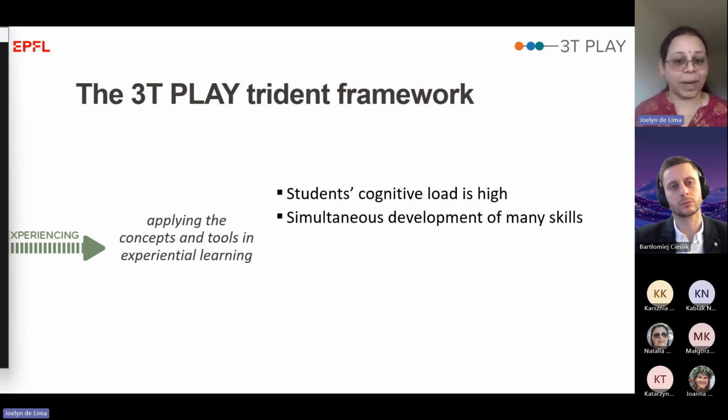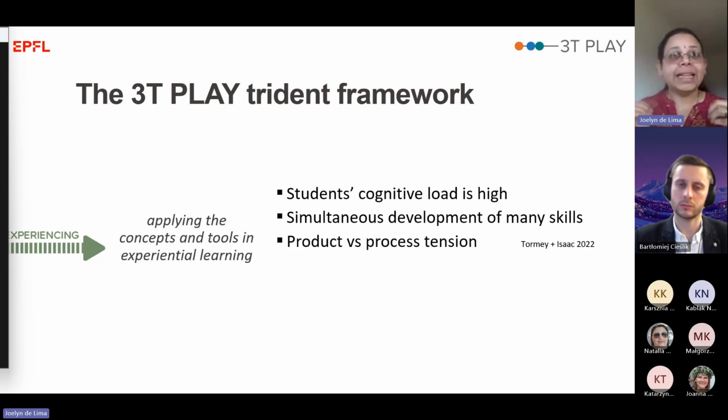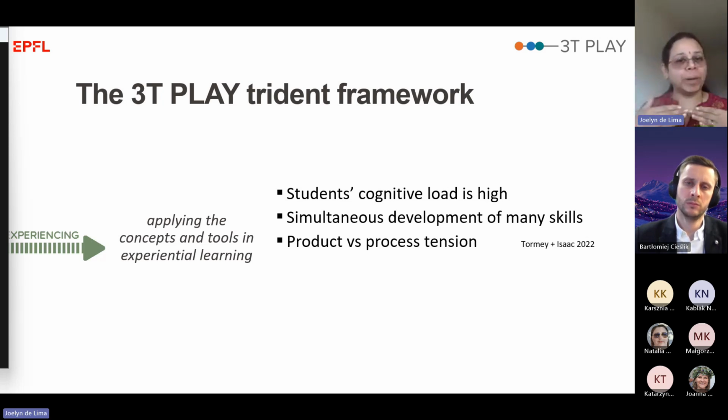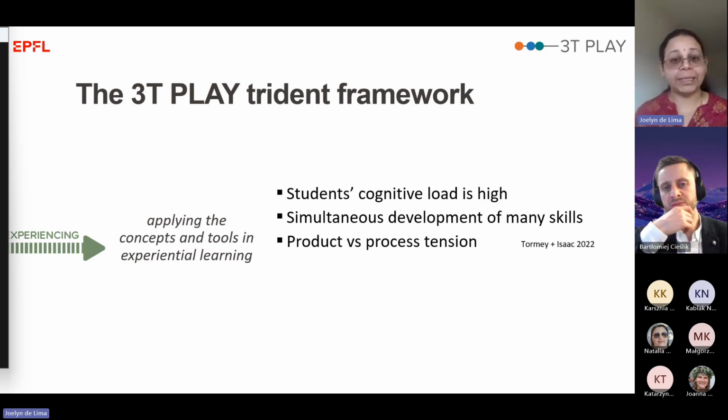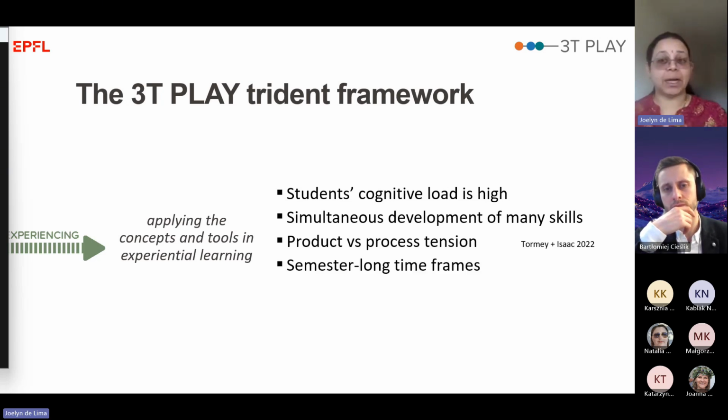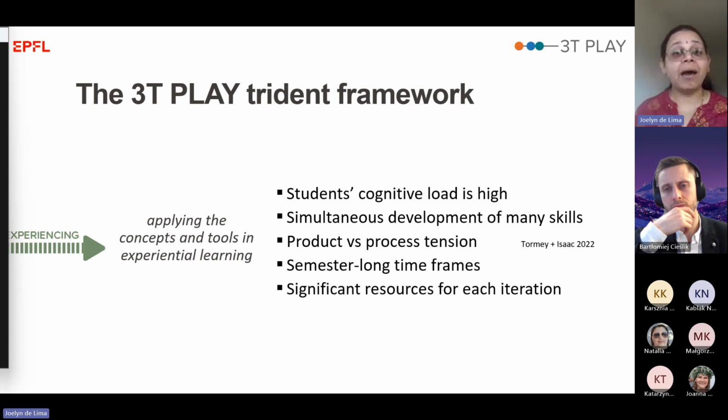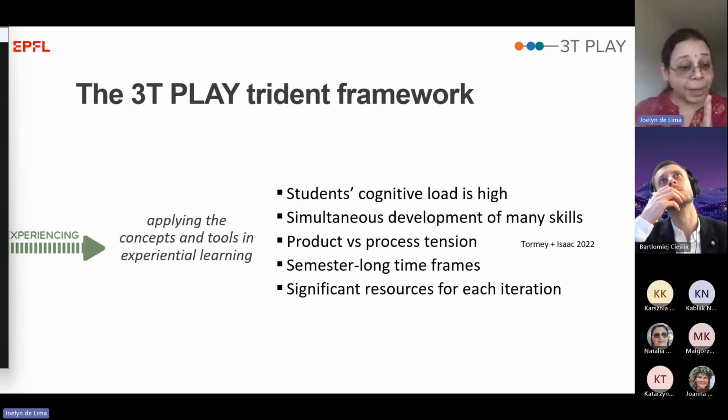So there are so many things coming at one time. And finally, there is this big looming grade at the end. So the product is really important. And then there is not much time or energy to invest in the process. Additionally, because many of these activities take a whole semester, there are a lot of resources that go into each iteration, and you don't really have time to reiterate it based on feedback that you have got.